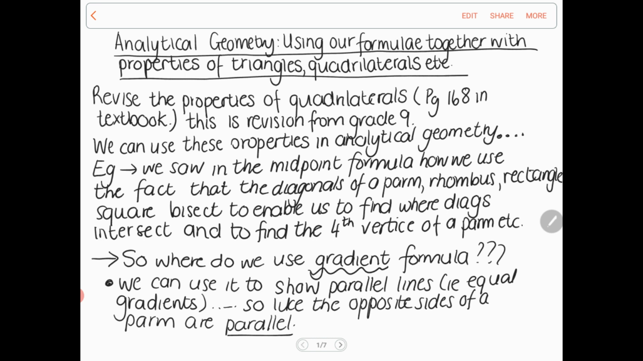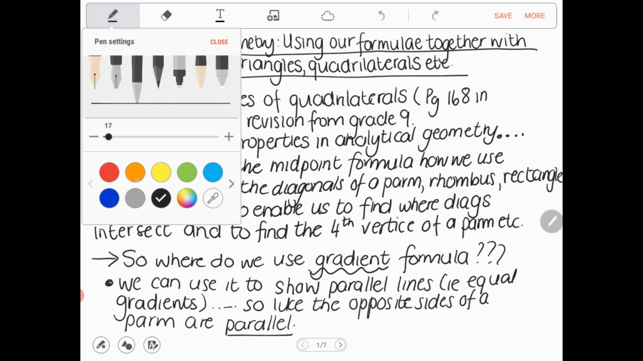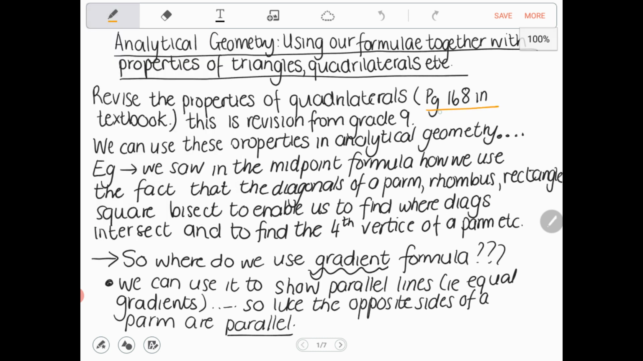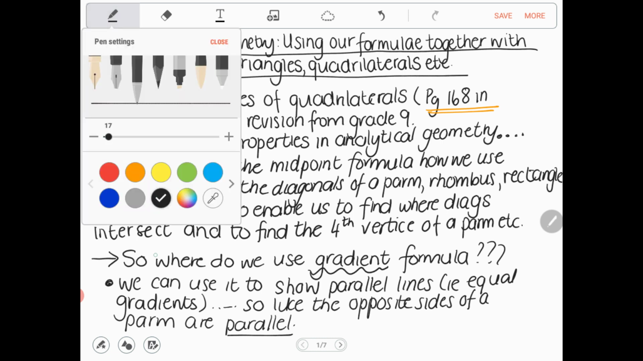So what I'd like you to do is to revise the properties of your quadrilaterals. And for my gentlemen, they're on page 168 in your textbook. They're from grade 9, and you just need to be able to recognize your quadrilaterals and be able to use those properties to help you. So we're using these properties in our analytical geometry.